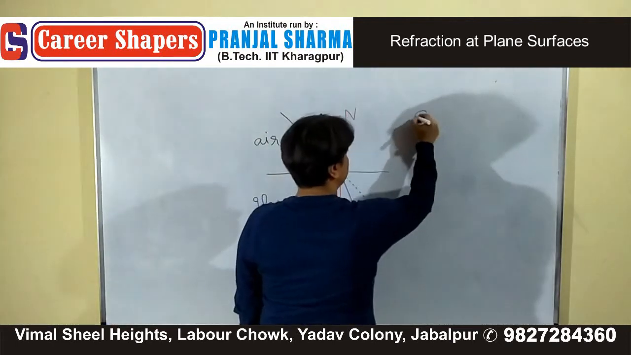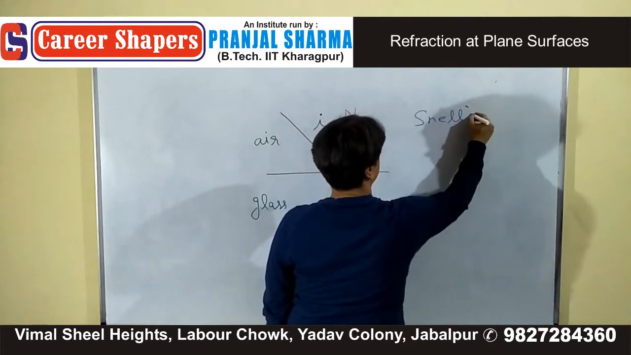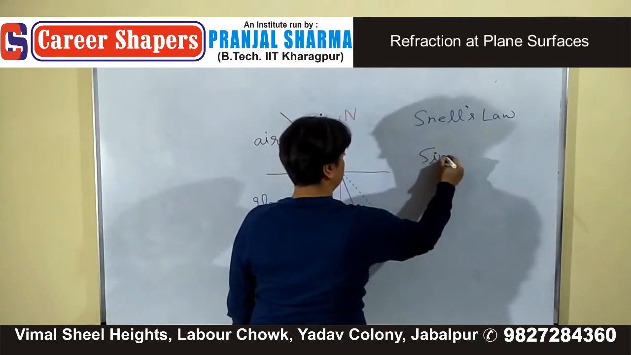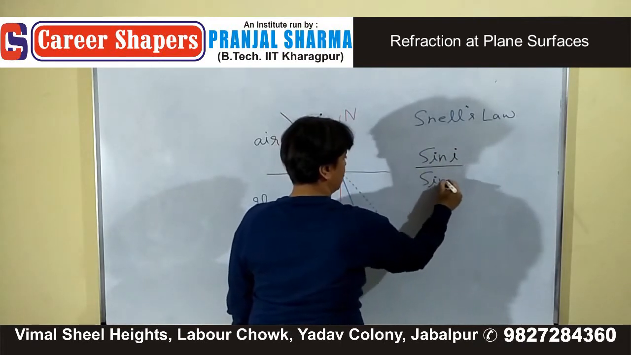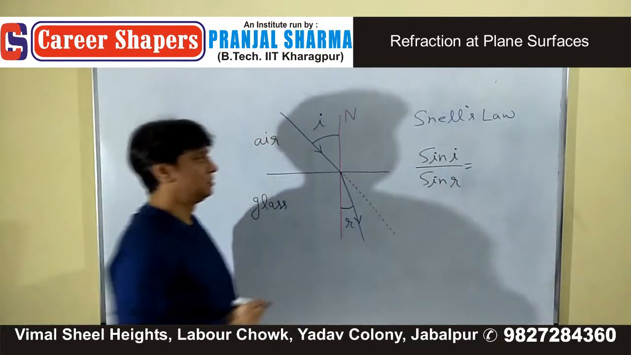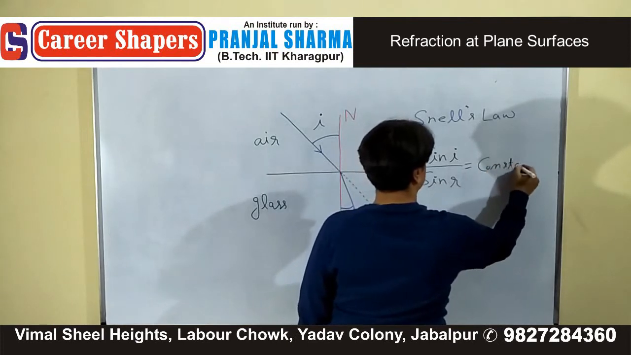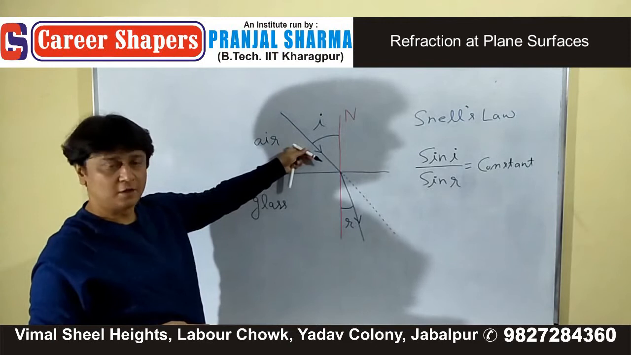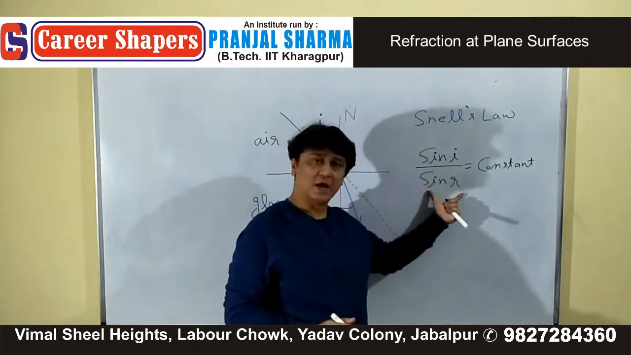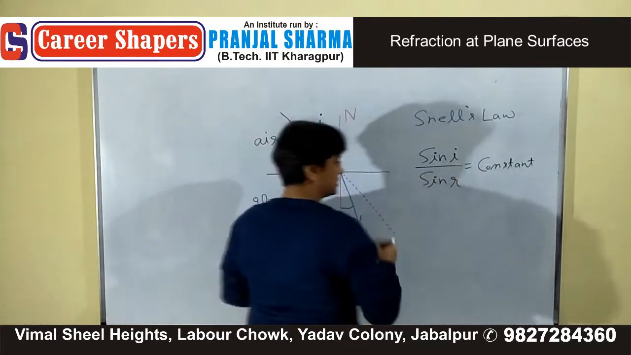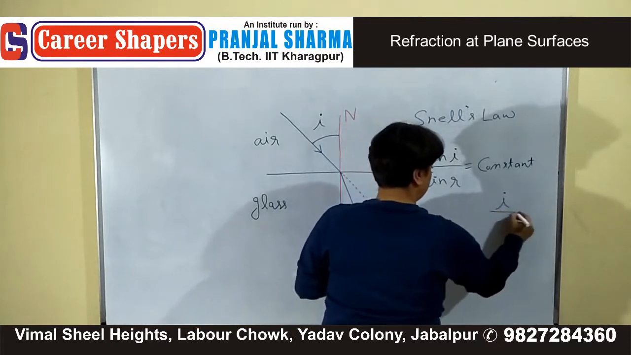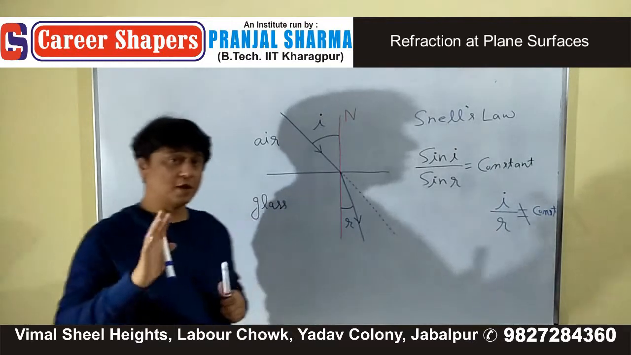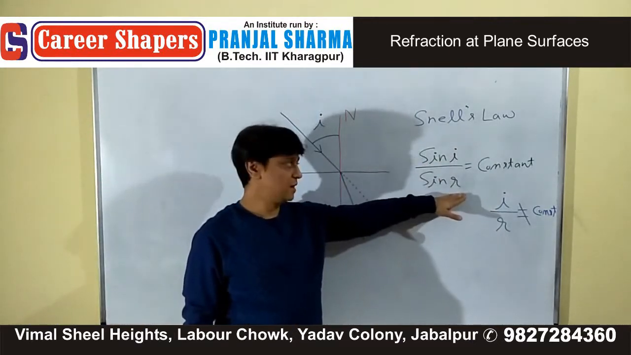Now what Snell found, he found that if you take the ratio of sine of I and sine of R, then this ratio is always a constant. If you change I, R will change such that sine I upon sine R always remains constant. And just remember this part, I upon R is not constant. What is constant? Sine I upon sine R.